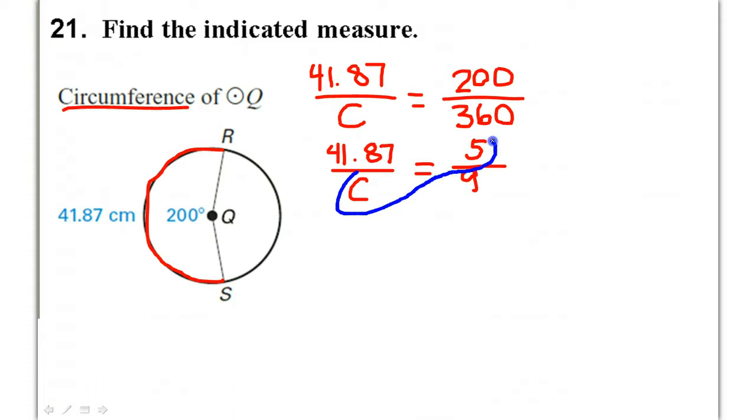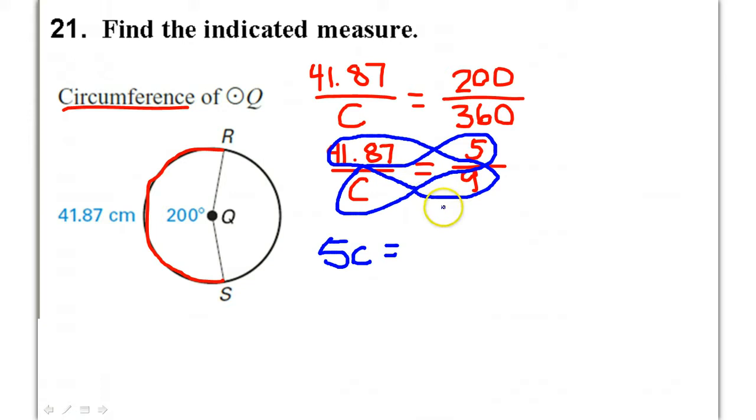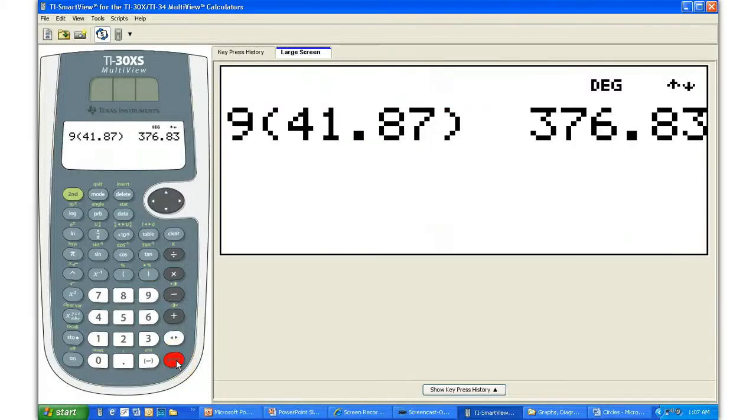Okay, cross multiplying this way, C times 5, that's just going to give me 5C. Now cross multiplying this way, 9 times 41.87. So that's going to be 376.83.